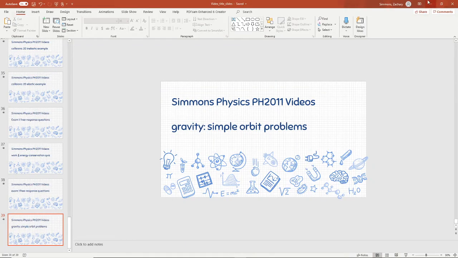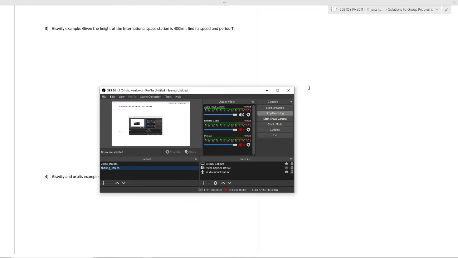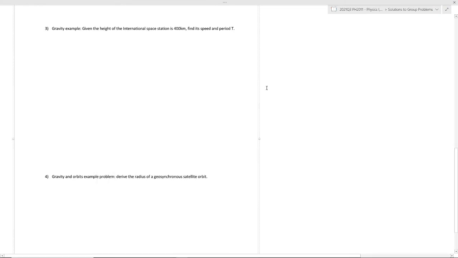Hi, so let's take a minute and look through a couple simple gravity problems. These are good examples of the kinds of problems you might encounter, and I just wanted to make sure that you had a solution where it's talked through working the problem, in addition to just having it worked out on paper. So this first question is asking us to find the speed and period of the International Space Station.